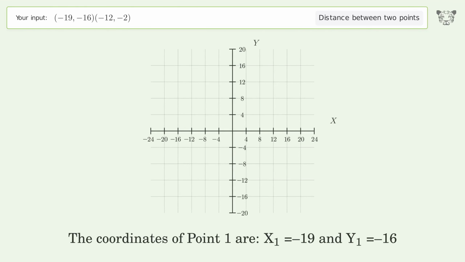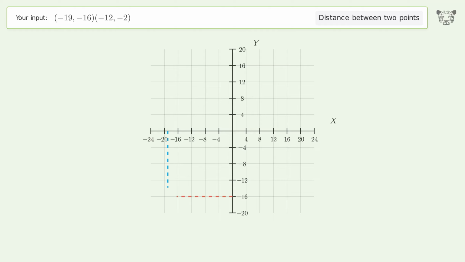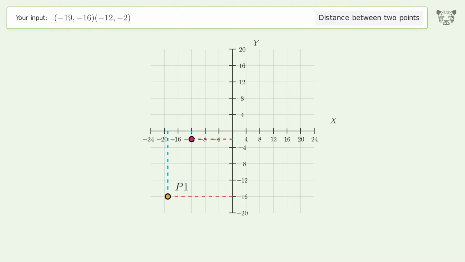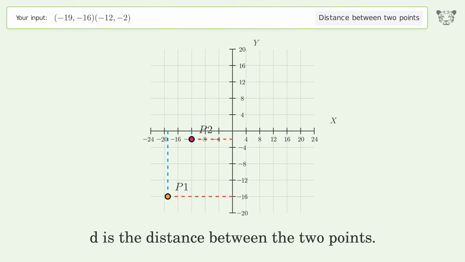The coordinates of point 1 are, x1 equals -19 and y1 equals -16. The coordinates of point 2 are, x2 equals -12 and y2 equals -2. D is the distance between the 2 points.